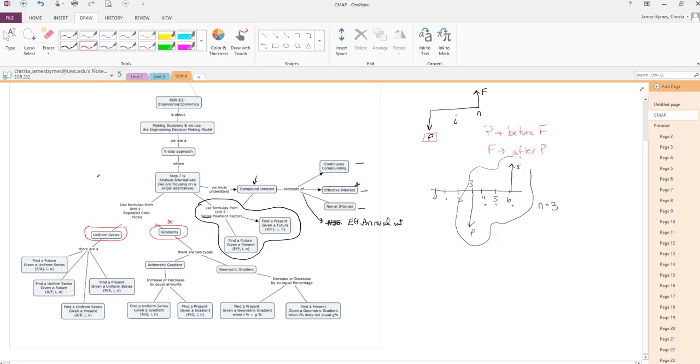We're going to go down the uniform series path here. And this is an important chapter because our life is not always about one lump sum payments. It's probably usually about multiple payments. So with that, that's kind of where we're heading for the chapter.